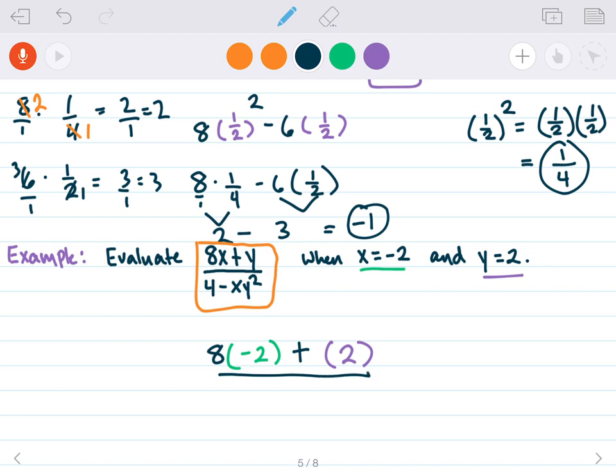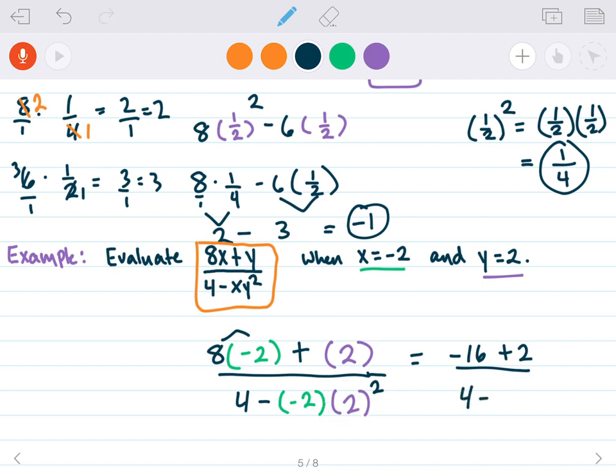And this is going to be all over 4 minus x is -2, so put that there. Y is 2, and I'm squaring that last one right there. All right, now remember, I want to treat the numerator and denominator as separate entities. So in the numerator on top, I want to do multiplication first. That's the PEMDAS order. So I want to do 8 times -2 to give me a -16. I still have the +2. And on the bottom, the first thing I want to do is the 2 squared, right? And the 2 squared is going to give us 4.